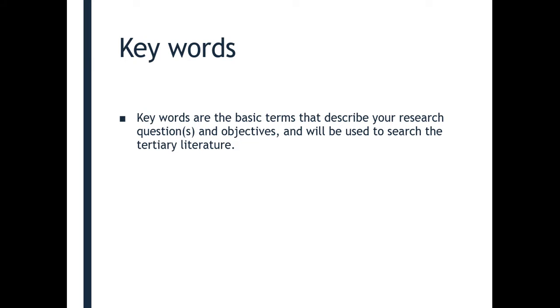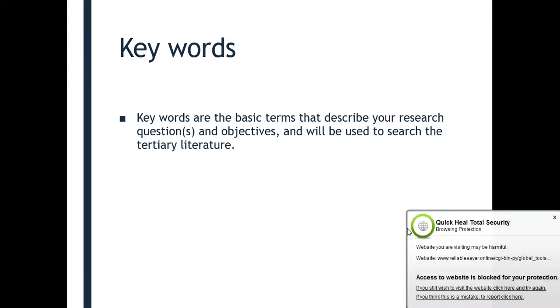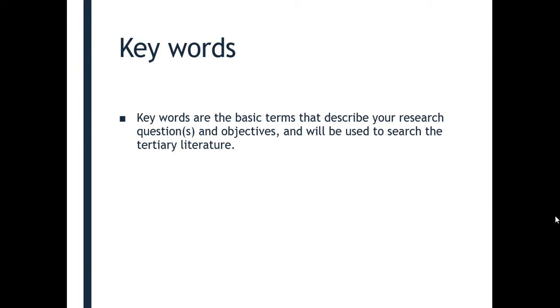So if your topic is the influence of IQ on student performance, you have two main keywords, IQ and student performance. When you type this in a search engine, you immediately get the results, and those are your main result articles.